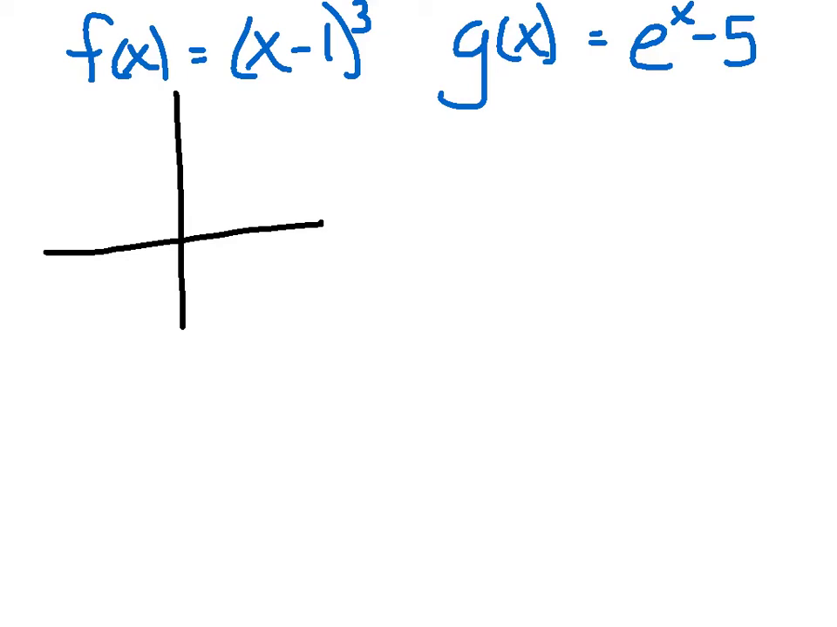So first and foremost, you obviously have to be able to sketch these graphs without a calculator. I think the e to the x graph is probably the easiest. We should know what that looks like. This is just shifting you down 5. So remember, e to the x normally crosses at 0, 1, and if you shift that down 5, think about where you're going to be.